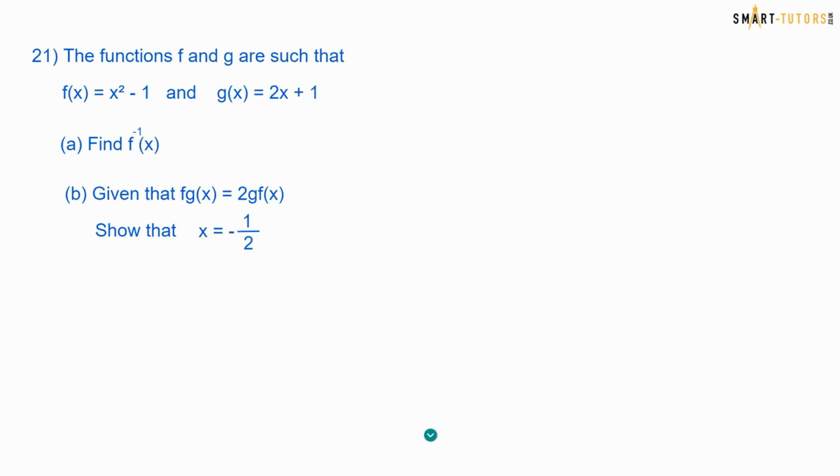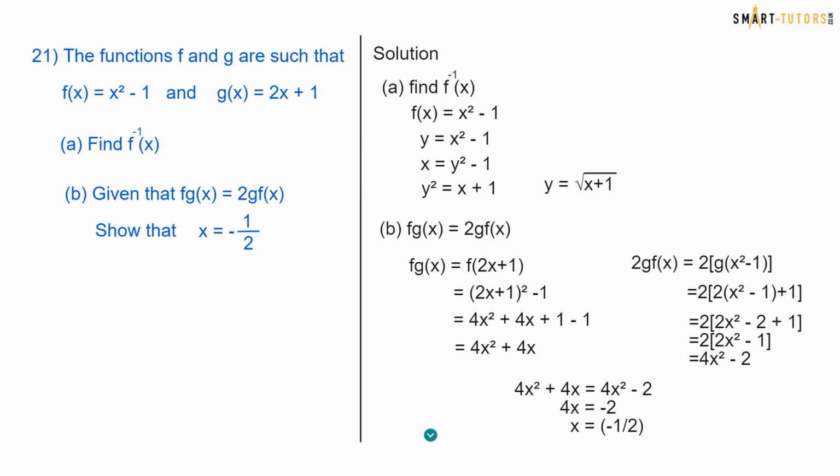Question number 21. The functions f and g are such that f(x) equals x squared minus 1 and g(x) equals 2x plus 1. First part, find the inverse function f inverse x. Second part, given that fg(x) equals 2gf(x), show that x equals minus half. The working is, so f inverse x.